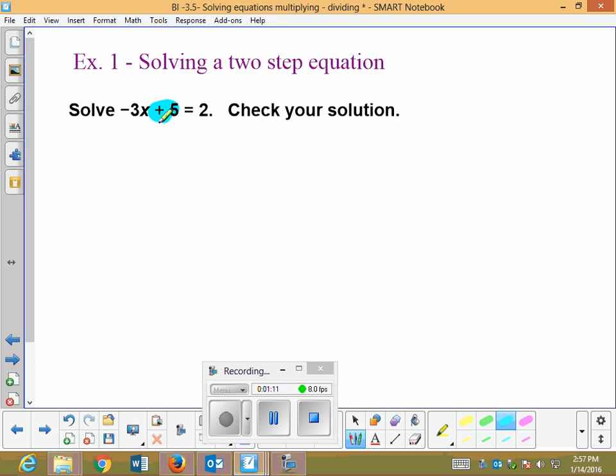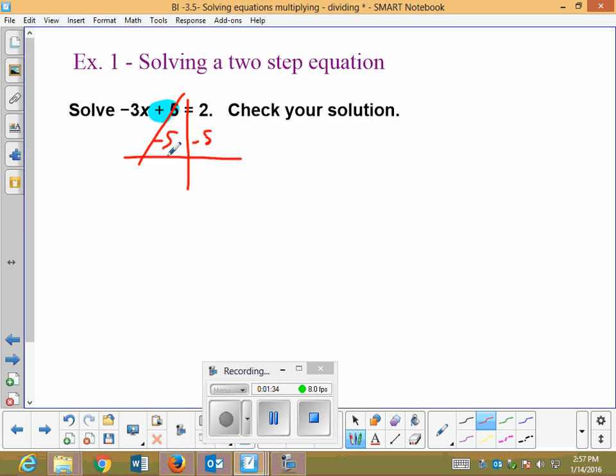What's furthest away from the variable? I'm highlighting the 5 so you can see that 5 is further away from the variable than -3. That -3 is attached to it, so since it's attached to it, it's too close. So we get rid of the number that's furthest away. So to get rid of it, we're going to do the inverse operation. So the opposite of +5 is -5. I do it to this side, I do it to the other side. So that's going to be 5 negative on both sides.